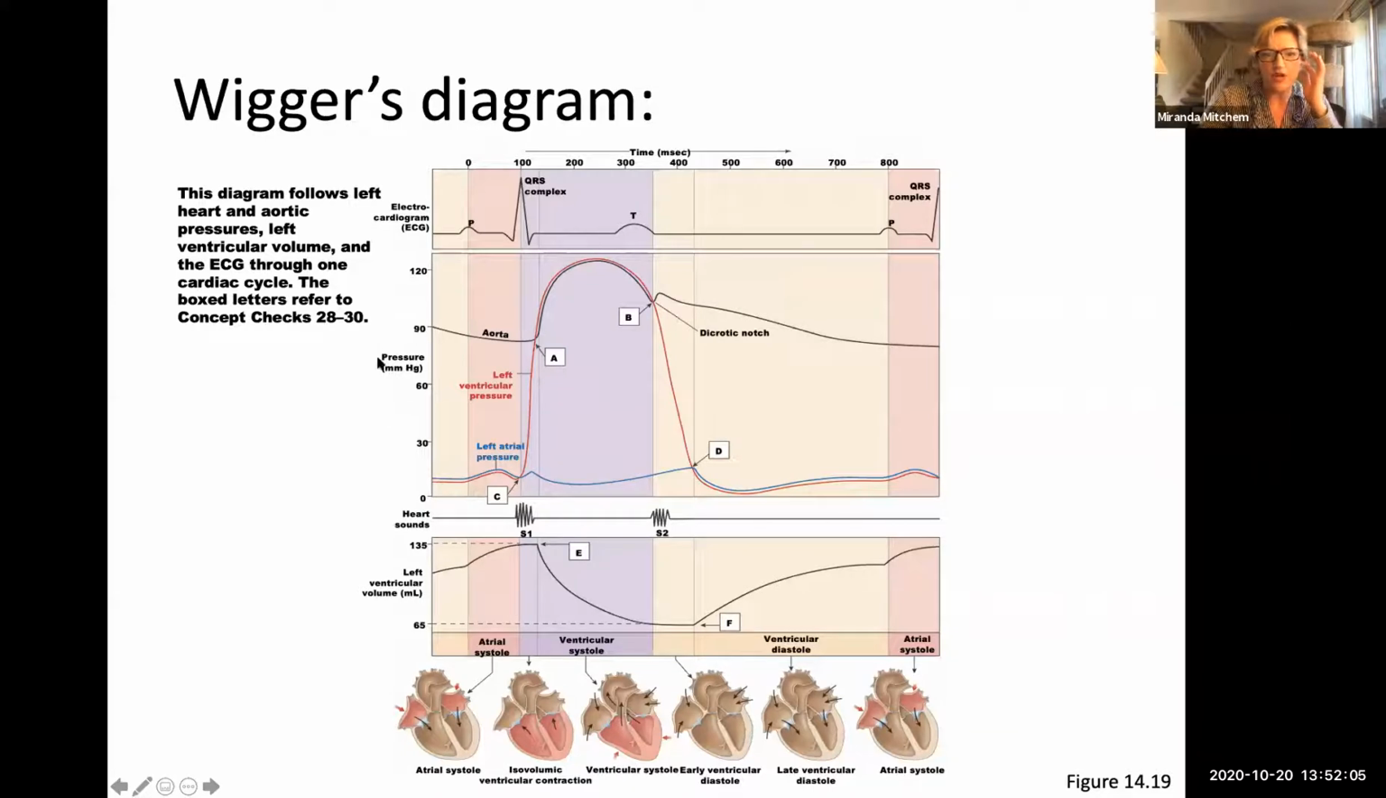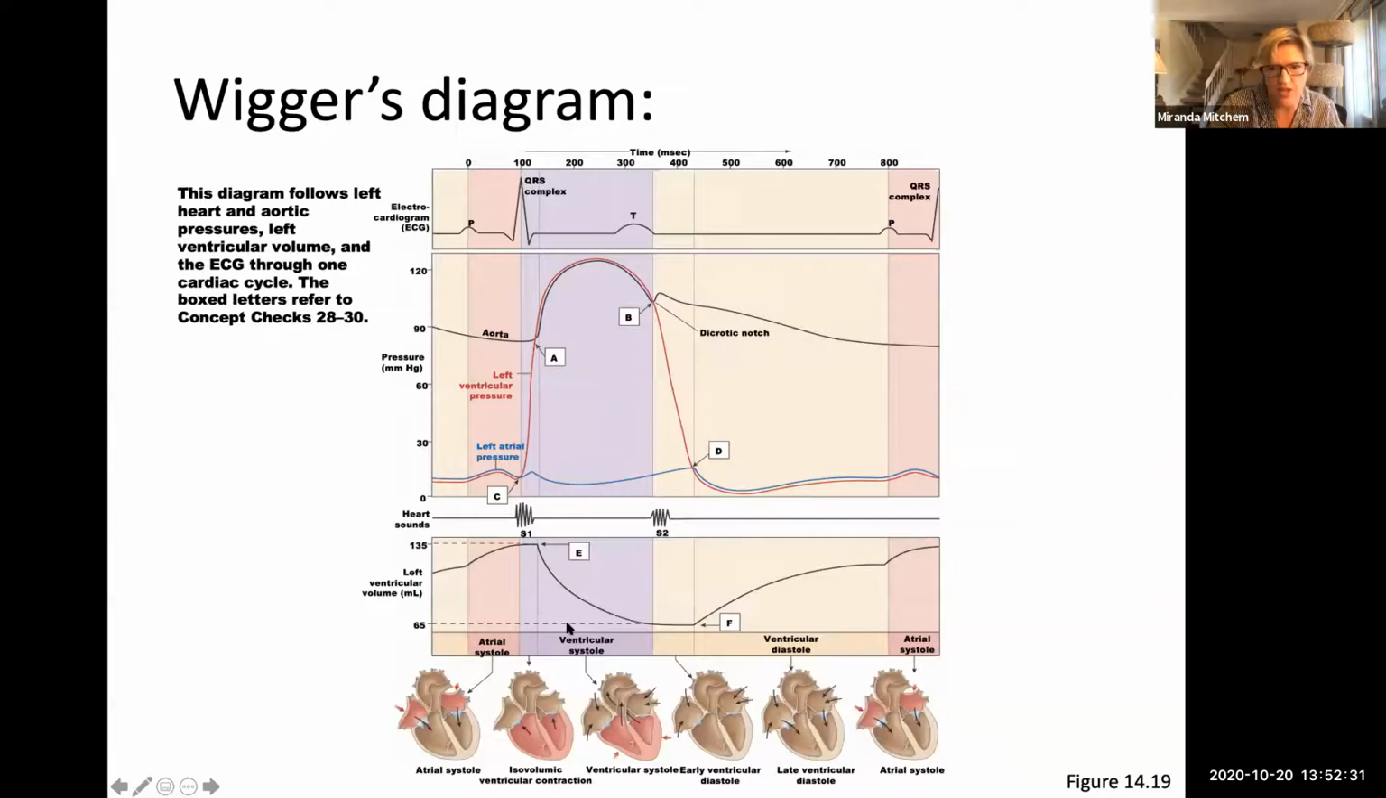Now let's look at the pressure. And this is where it can be a little bit tricky to understand. In this red line, we're looking at the left ventricular pressure, which is highest. Look at this, it's highest, leading to the systole. We need the high pressure to contract the ventricle. So it does make sense.